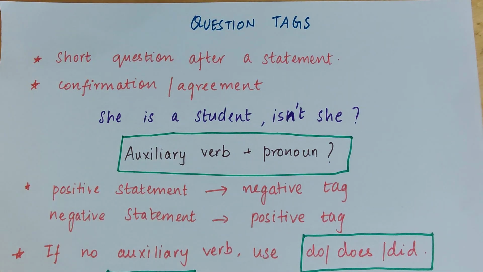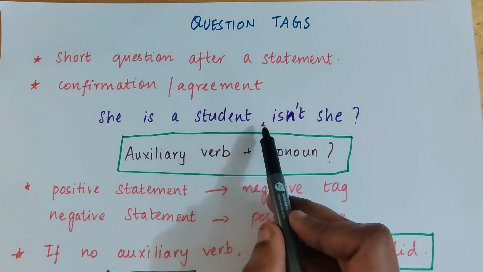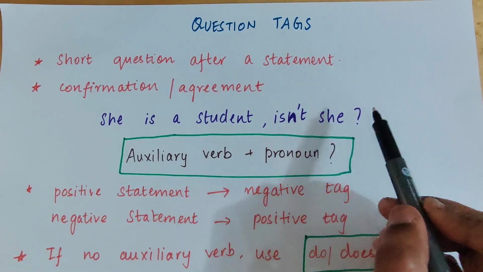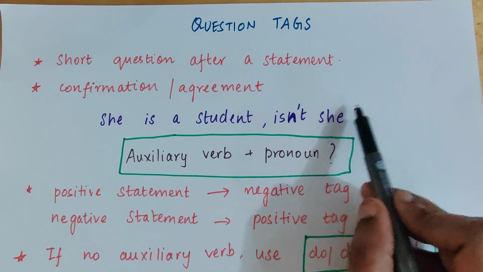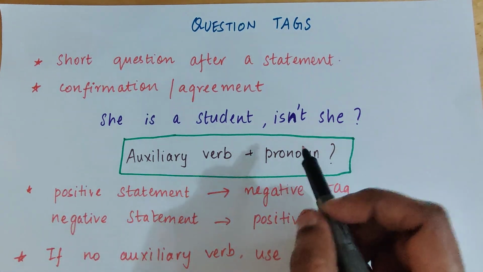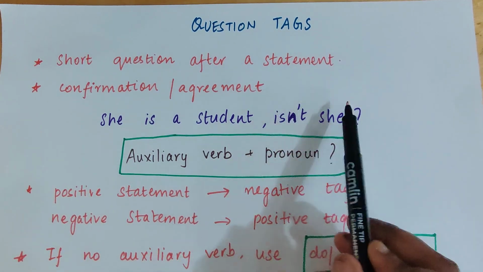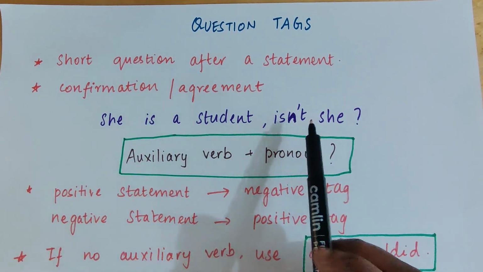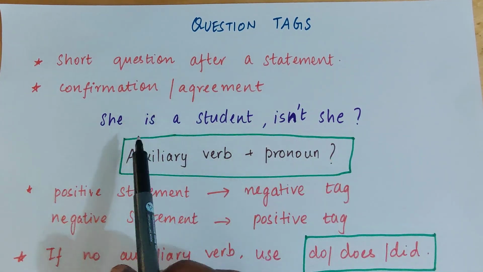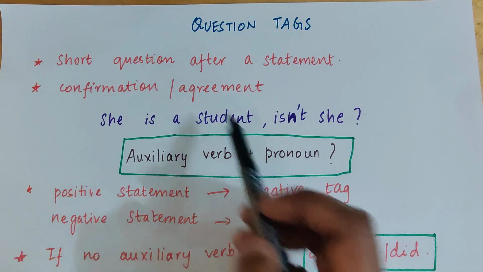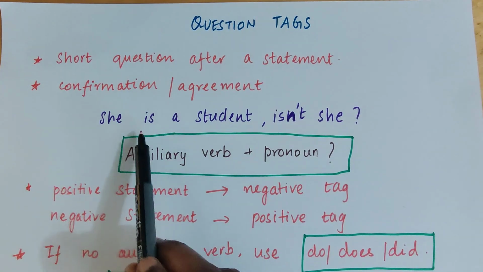Now let's have a look at the format of a question tag. It starts with a statement followed by a comma, and here comes the question tag, and it ends with a question mark. We have certain rules and steps to frame this question tag for a given statement. The first step is we have to look for the auxiliary verb in the statement. Here the auxiliary verb is "is".